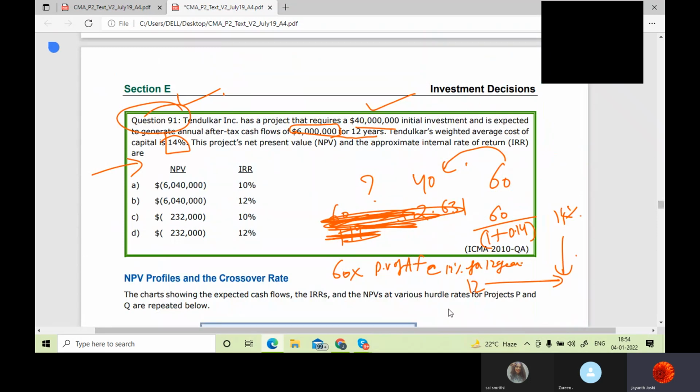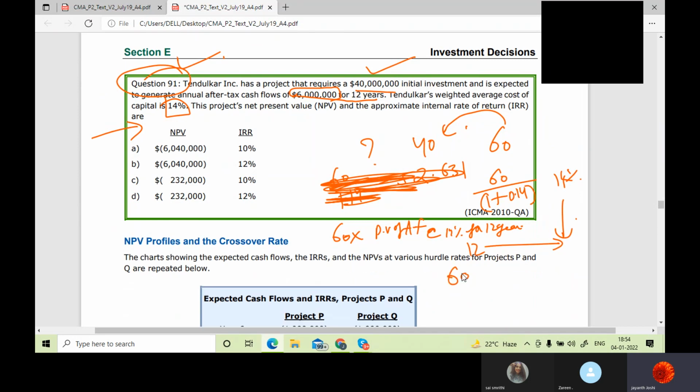So what was the factor? 5.660, na? Yes, sir. So 60 into, we'll take the full amount, 600000 into 5.660. We'll get 339,600 minus 400000. So we'll get minus 60,40,000. Negative value. Okay. This is our NPV. So can you do the IRR?